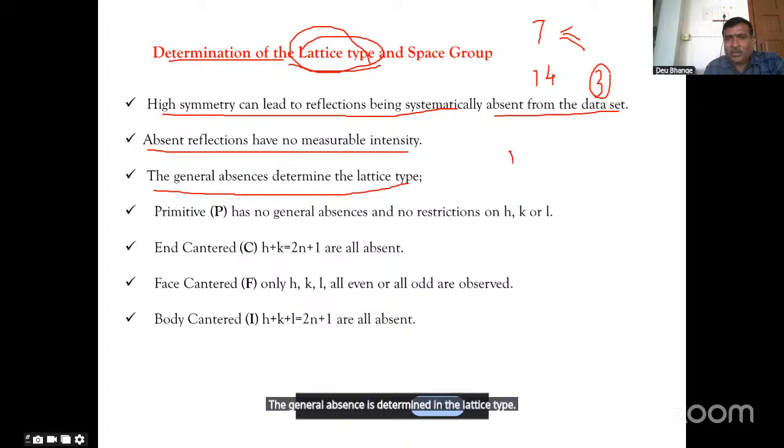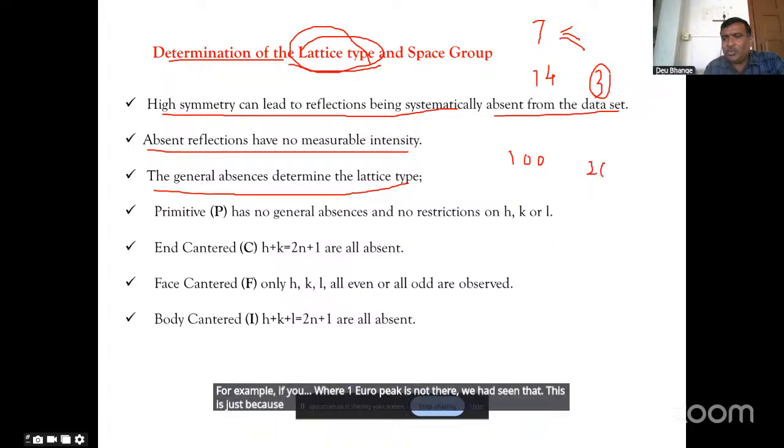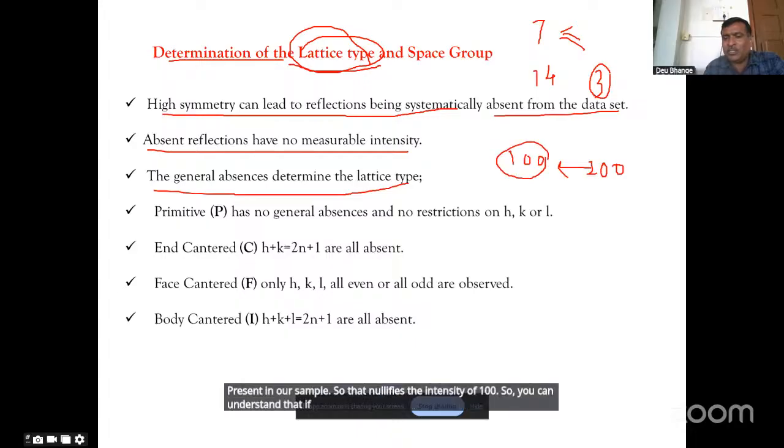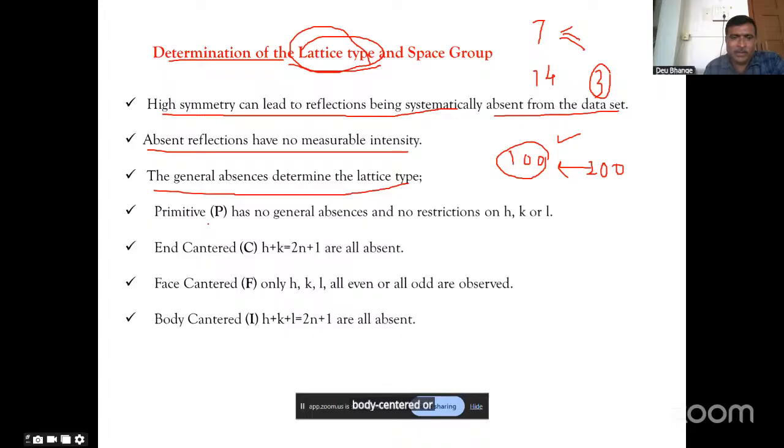For example, if your 100 peak is not there, we had seen that this is just because of the 200 plane present in our sample. So that nullifies the intensity of 100. So you can understand that if the 100 peak is not seen in a cubic material, it is just because of a body centered or face centered lattice.